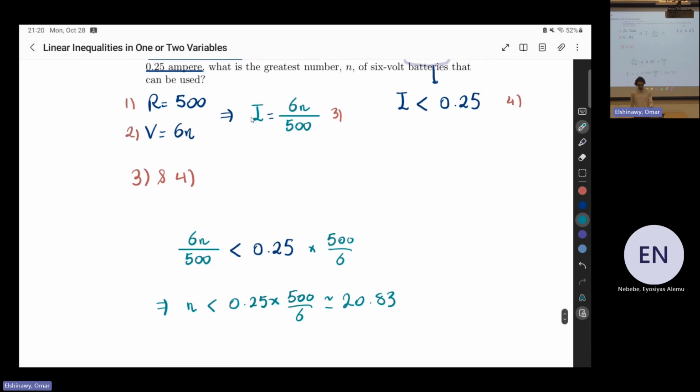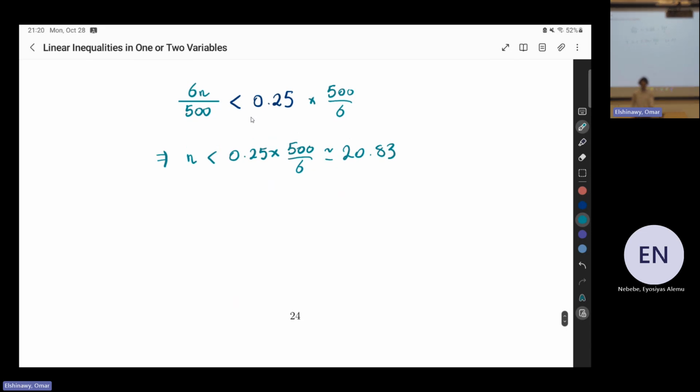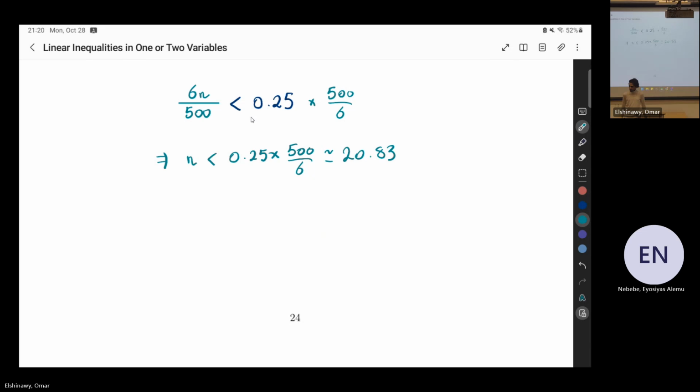Now, what is the greatest number of 6-volt batteries in that case that would not let us exceed 20.83? You need an integer number of batteries. It tells you to use less than 20.83 batteries. So what is the most number of batteries that is still less than 20.83? Isn't n the number of batteries? Yes. But you cannot just take a fraction of a battery. So 20 or 21. What do you think?